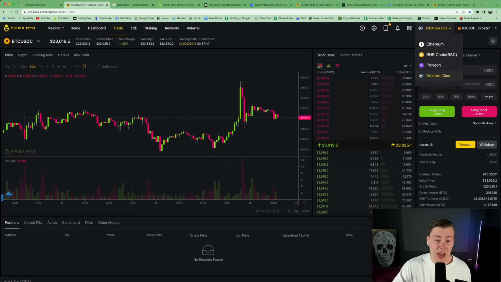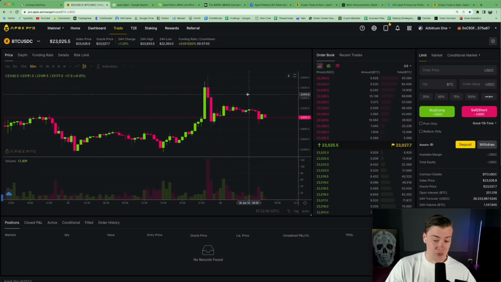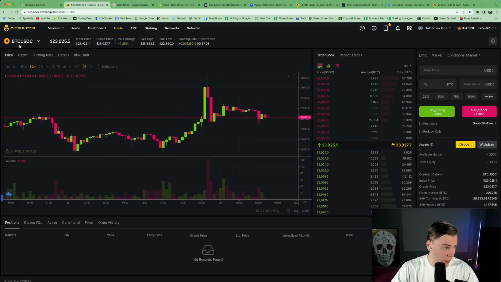Note that the Arbitrum network uses ETH gas fees as well, so you need a little bit of ETH in your Arbitrum wallet. On Polygon, you'll need a little bit of Matic. On Binance Chain, you'll need a little bit of BNB, but the amount of fees that you pay on these networks are very small. Now, once you've got funds in your wallet, you are ready to trade, and I want to run you guys through exactly how to open a trade.